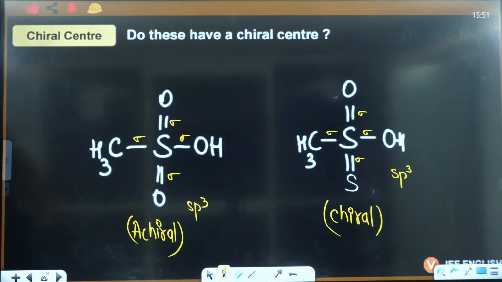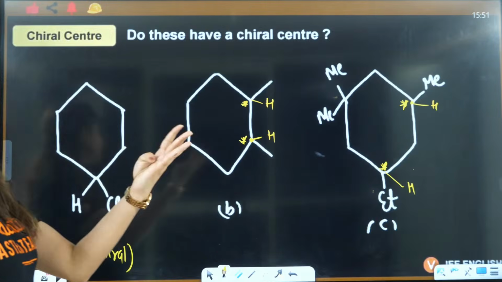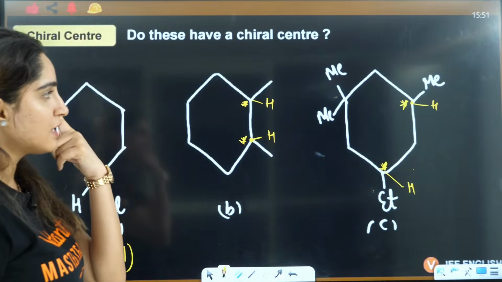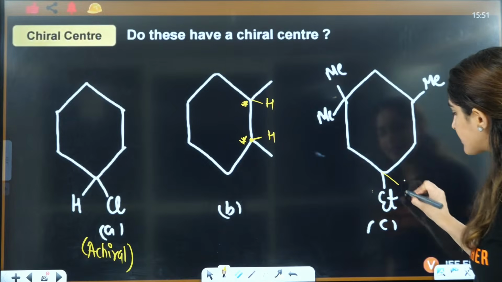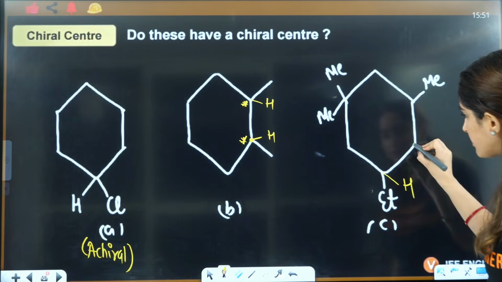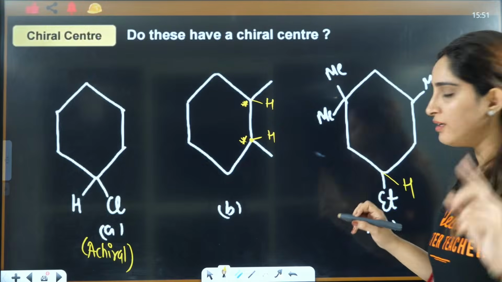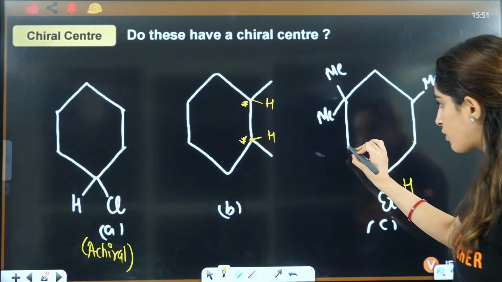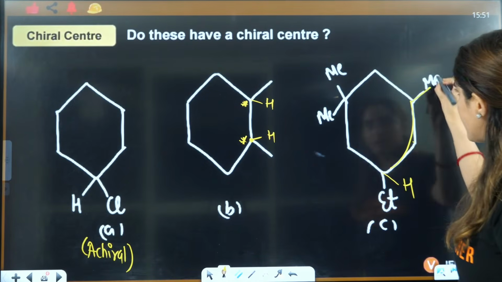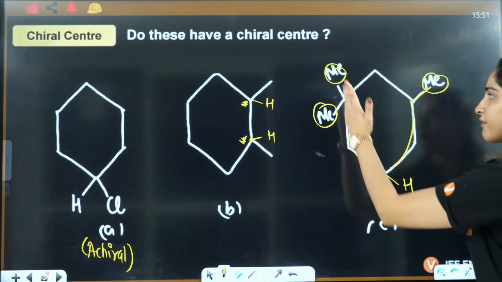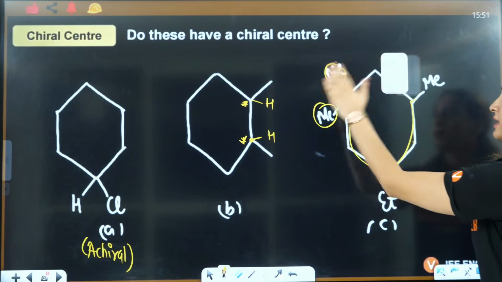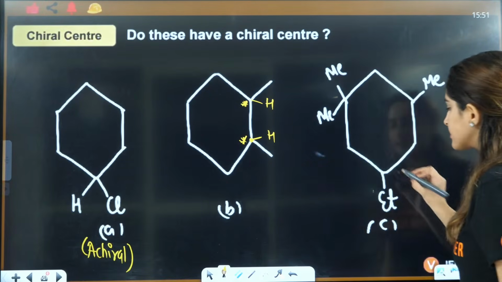Okay? Where you are confused, tell me. Simple thing is you just have to see 4 different groups in sp3 hybridization, right? If you see this here, this is Et, this is one hydrogen. Just like you used to see in JEE, here you will have one CH, here also same. Here it is one CH, then methyl. Here you have one C, then 2 methyl. That means this environment is different, this environment is different. That's how I wrote that this is chiral.